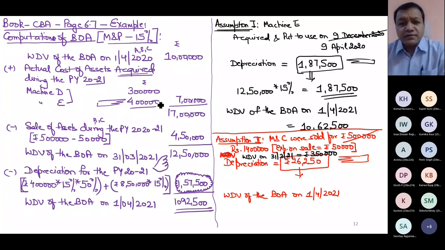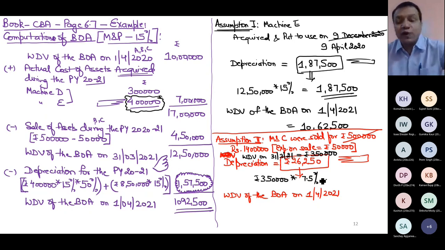So till 4 lakh, I have to charge half rate. But if my WDV maximum is 3 lakh 50, so maximum on 350 I can charge half rate. Because first preference is always given to those assets which have been acquired during the previous year and put to use for less than 100 days. 350 into 7.5%, 26,250.